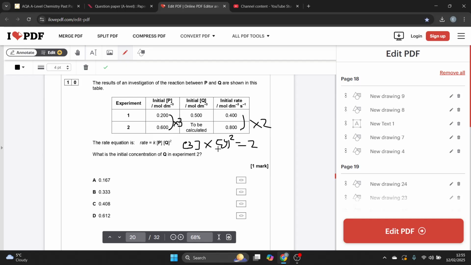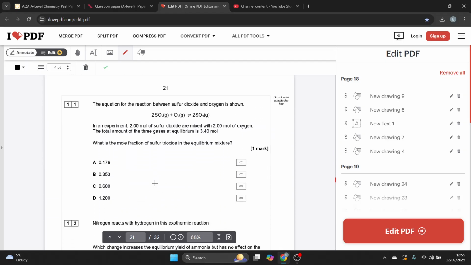Now that's Q, right? But I want to find the initial concentration of Q in experiment 2, so I do my answer 0.500 initially in experiment 1, times by the root 2 over 3, and I get 0.408. Therefore the answer is C. 10C, 0.408. Question 11. The equation for the reaction between sulfur dioxide and oxygen is shown. In the experiment, 2 moles of sulfur dioxide are mixed with 2 moles of oxygen. Total moles of the 3 gases at equilibrium is that. What is the mole fraction of sulfur trioxide?